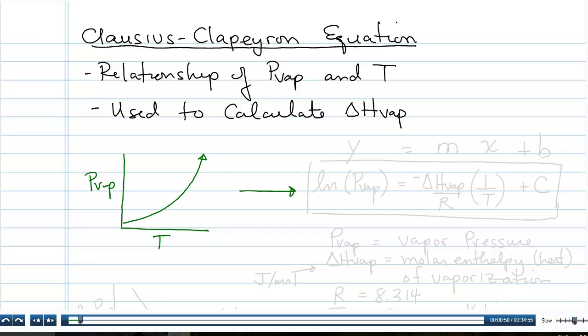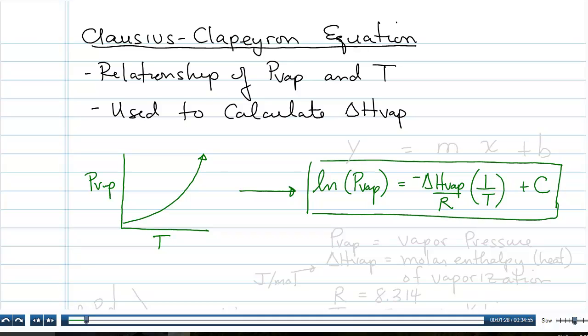The typical way that the relationship is written says that the natural logarithm, ln, of the vapor pressure, P vap, is equal to negative delta H vap over R times the reciprocal of temperature, 1 over T, plus C, a constant. So this is the Clausius Clapeyron equation.